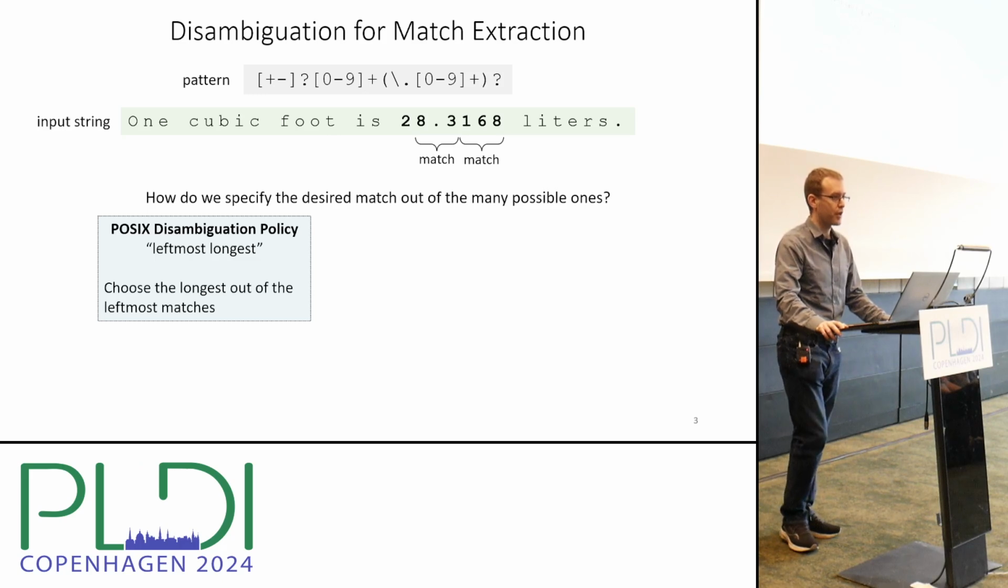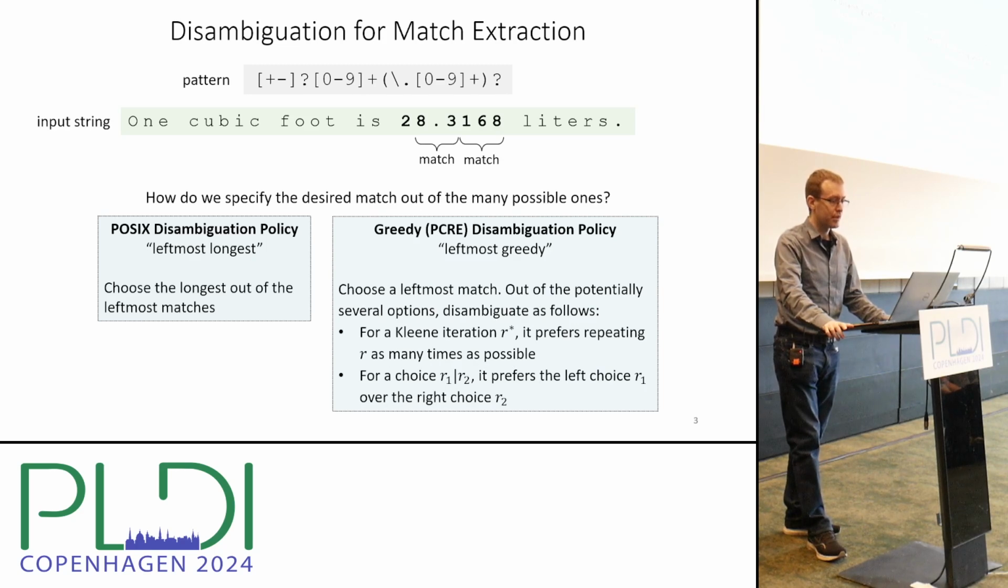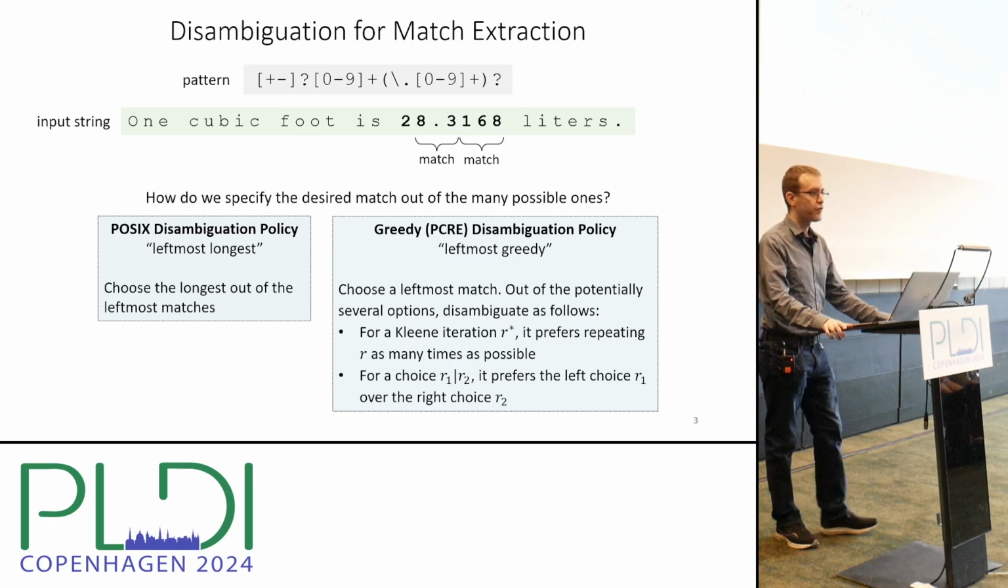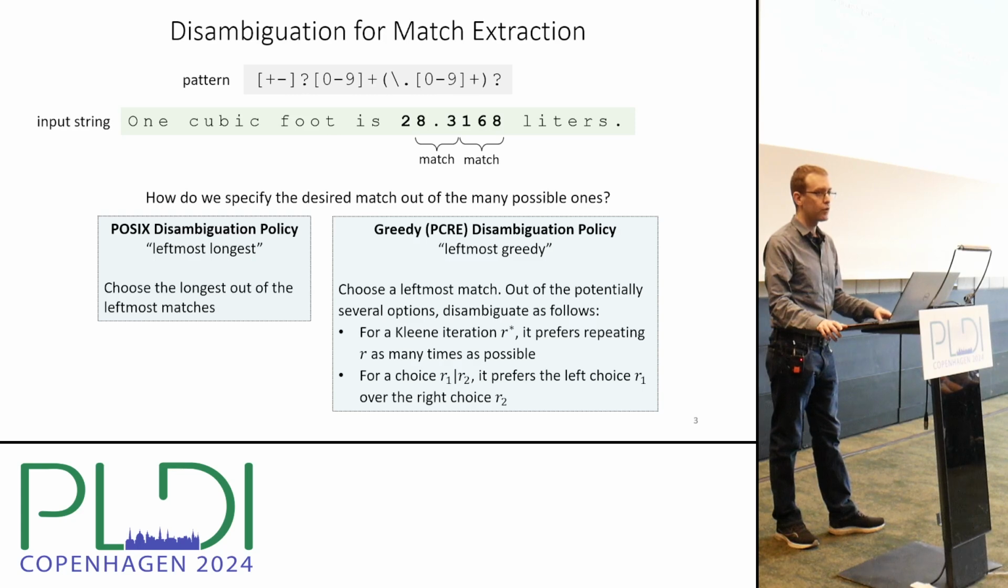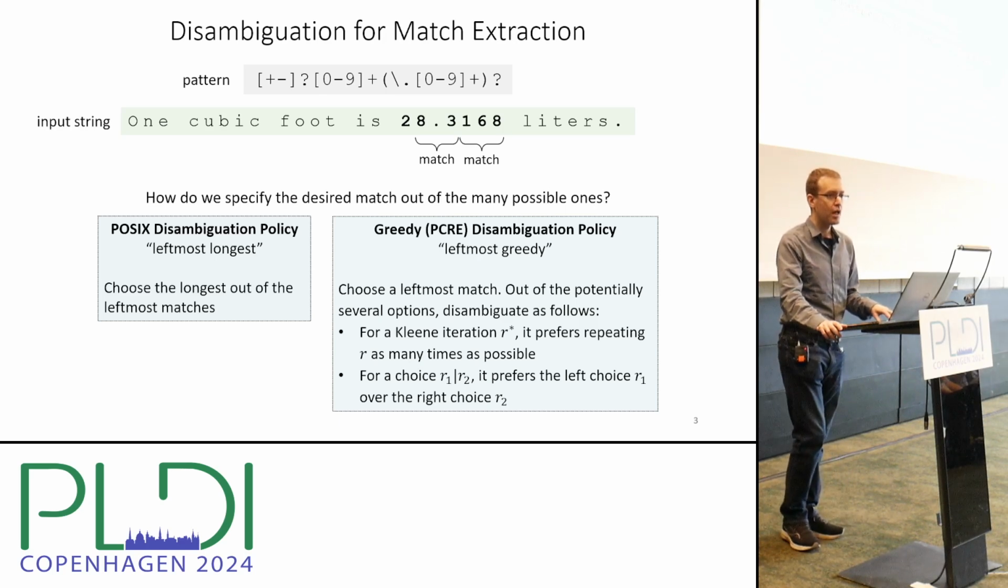One answer to this question is given by the so-called POSIX disambiguation policy that says choose the longest out of the leftmost matches. And then another answer is the greedy or PCRE disambiguation policy that again says choose a leftmost match, but then further disambiguate by using the following two rules. If we have a Kleene iteration R star, then we want to repeat R as many times as possible. And if we have a non-deterministic choice, then we prefer the left choice over the right choice.